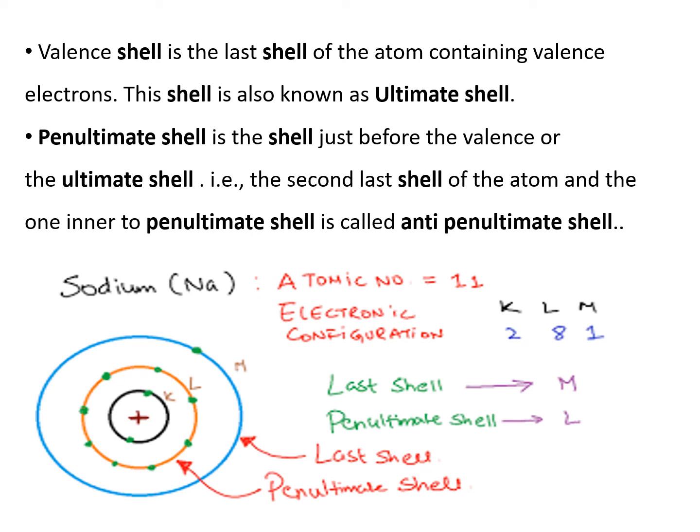I hope you have understood what happens as we move down in a group, how the metallic character goes on increasing. So if we take the example of sodium, sodium will lose its one electron from the valence shell so that it acquires the electronic configuration of neon, and the penultimate shell becomes the last shell, which imparts it stability.